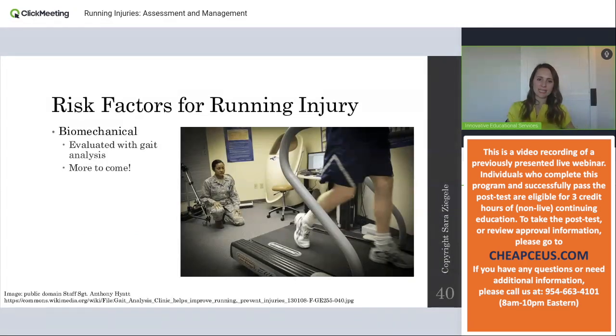Biomechanical, so we're kind of moving into that third and final bucket, how we move. That we're going to tease out of this section and actually put in its own because I love talking about gait mechanics. I think it's really important to be able to talk about that. So we're going to dedicate a whole section to it in a few slides.